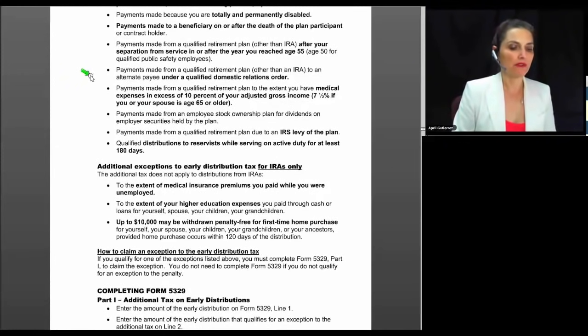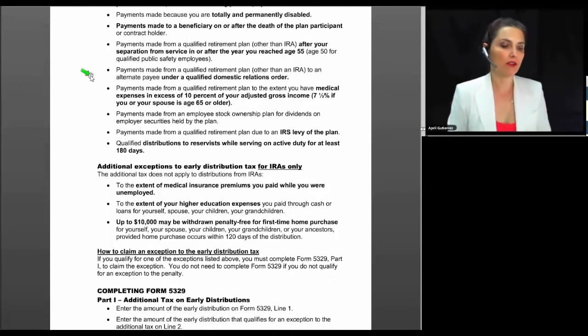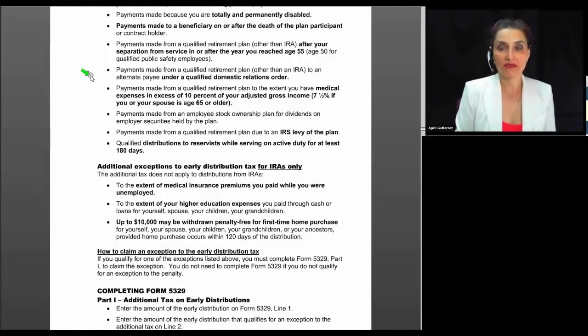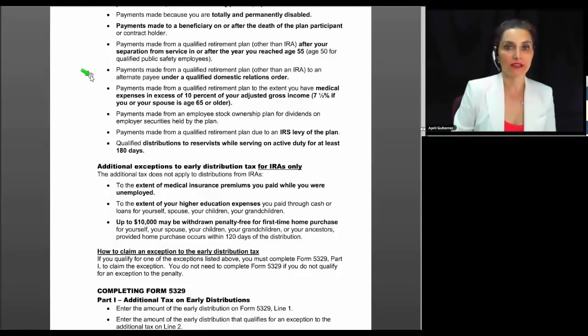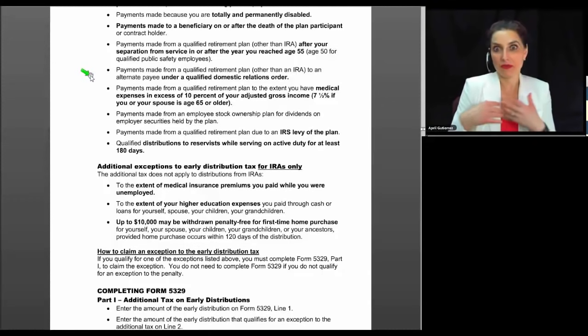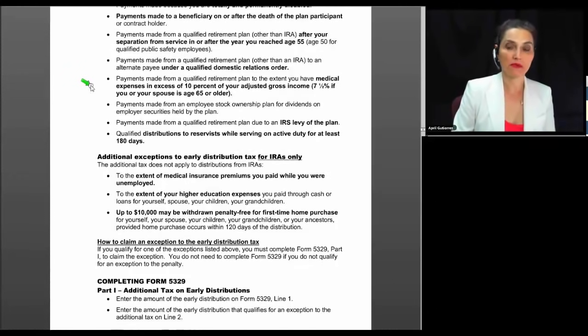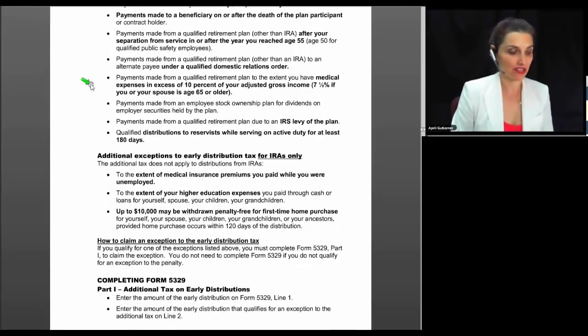Payments made from a qualified retirement plan other than an IRA to an alternate payee under a qualified domestic relations order. That's a fancy word for divorce. You've gotten divorced, you've got a plan, and you've been ordered as a part of that divorce, qualified domestic relations order, to make a distribution to the ex-spouse or the current spouse during the divorce process. Under that qualified domestic relations order, you're not going to have to pay the penalty. So that's a pretty important one to know, because I do see that one come up occasionally.